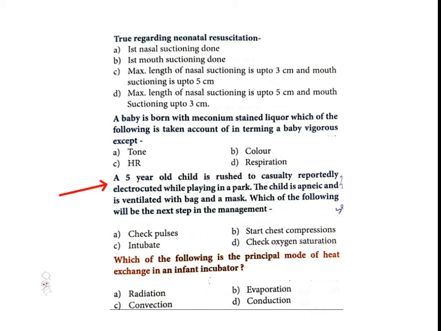Next question. A 5-year-old child is rushed to casualty, reportedly electrocuted while playing in a park. The child is apneic and is ventilated with bag and mask. Which of the following will be the next step in the management? 1. Intubate. 2. Start chest compressions. 3. Check pulses. 4. Check oxygen saturation. Correct option is check pulses.